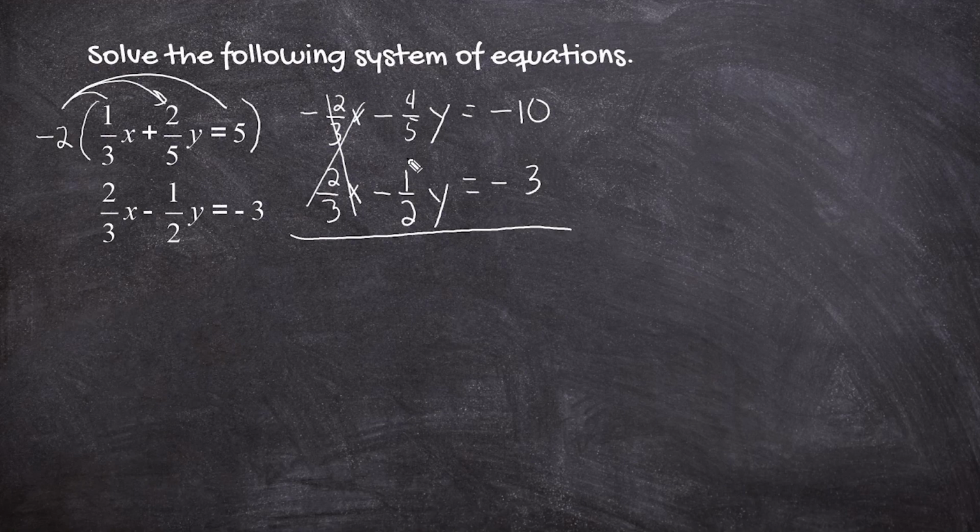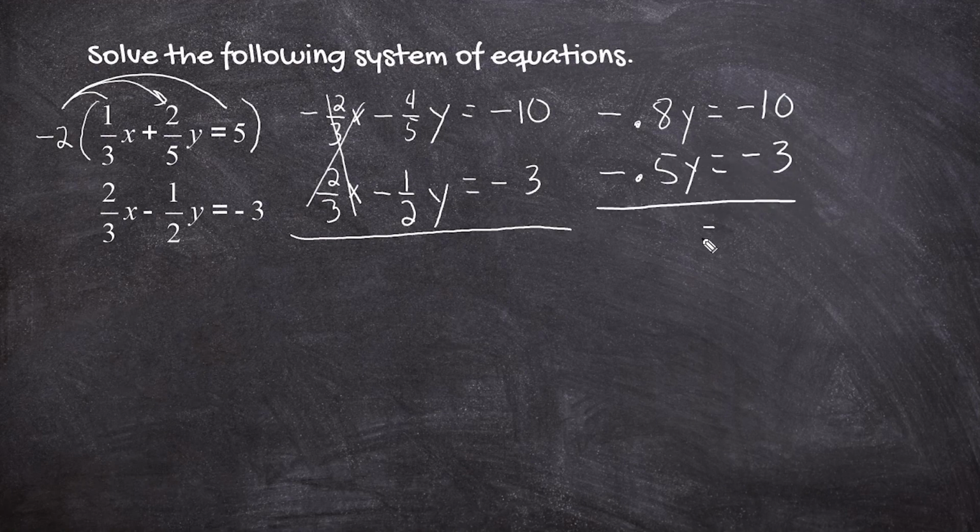Here we have two different coefficients that have different denominators, so we can't add those unless the denominators are the same. So what I'm going to do is convert these to decimals. I'm going to change -4/5 into -0.8y is equal to -10. And I'm going to convert -1/2 to -0.5y is equal to -3.